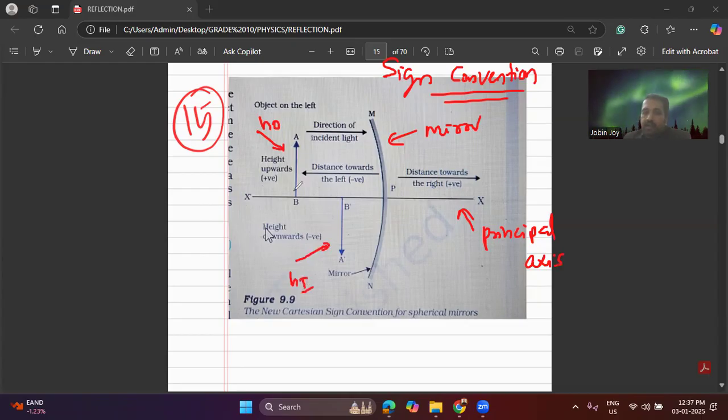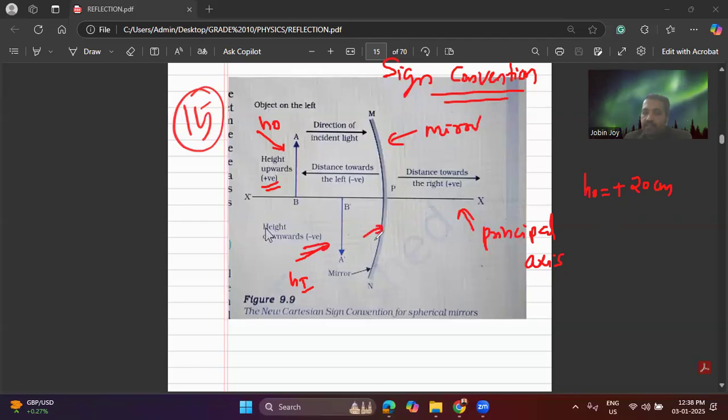Here you can see the object height is like this. That means it is above the principal axis, so the sign will be positive. For example, in a question, if it is given that the object size is 20 centimeter, you should write HO is equal to plus 20. Then the image will be below the principal axis, which means the sign will be negative.